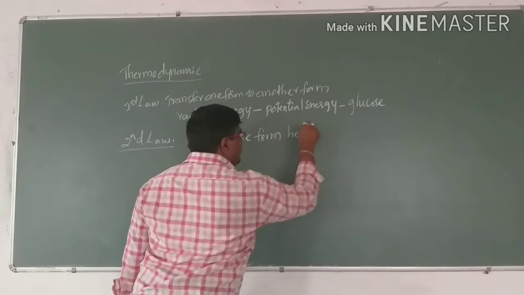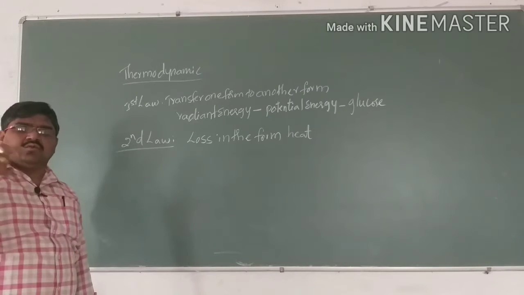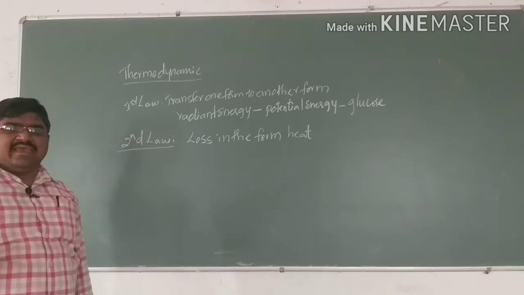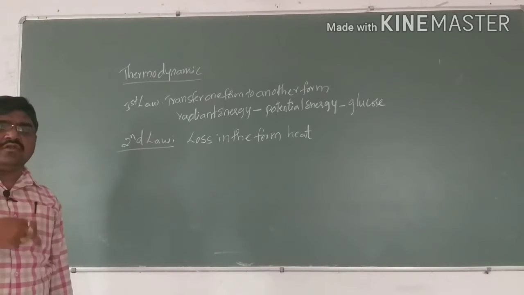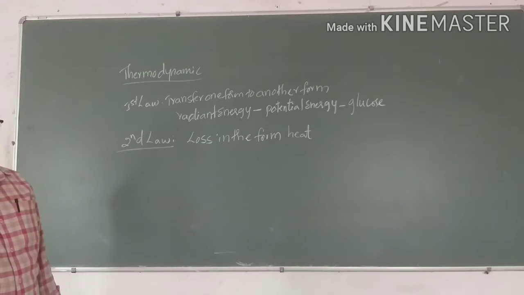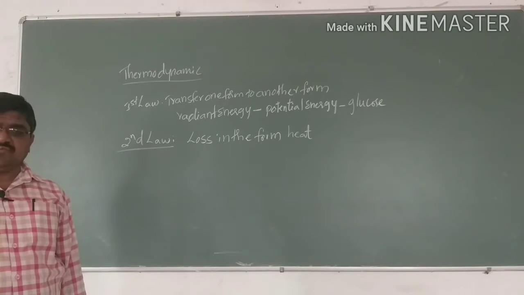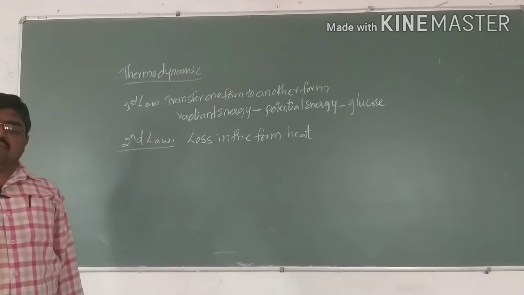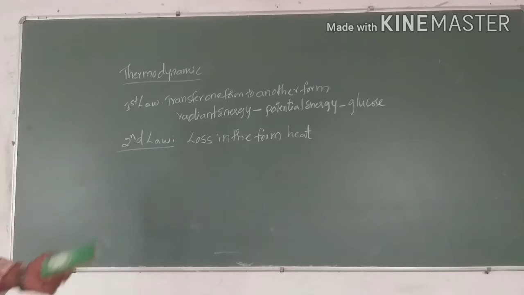That means only a certain amount of energy will transfer from one trophic level to another trophic level, and the remaining energy present in an organism will be lost in the form of heat or in the form of respiration. So this shows the 10% law.